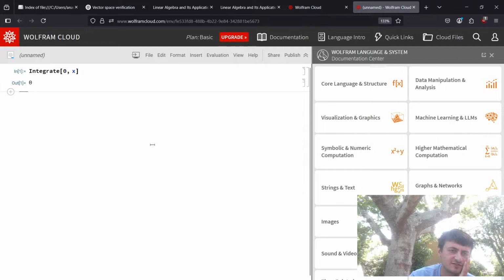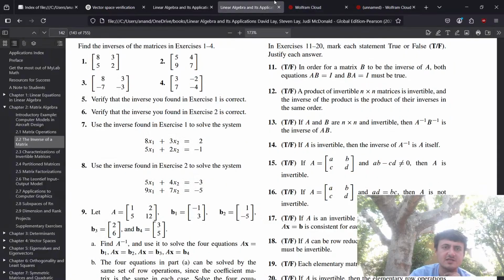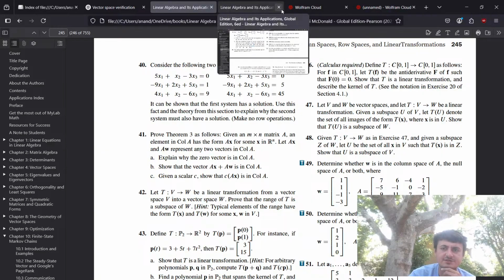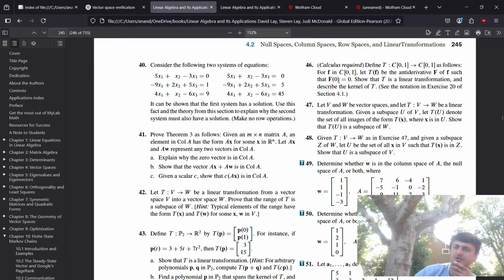Okay, yeah, the integral is 0. That's what I thought. Because if you have the 0 function, then the area under that is going to stay 0. So that makes sense. So then the kernel, meaning the set of functions. Okay, so first we need to show antiderivative.